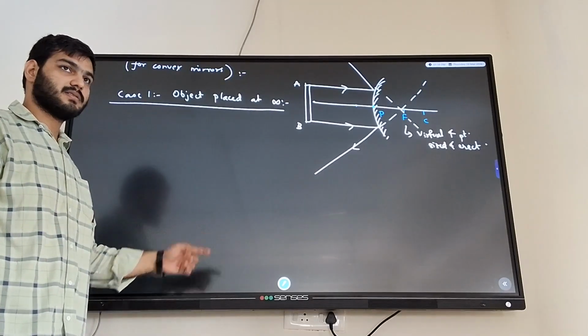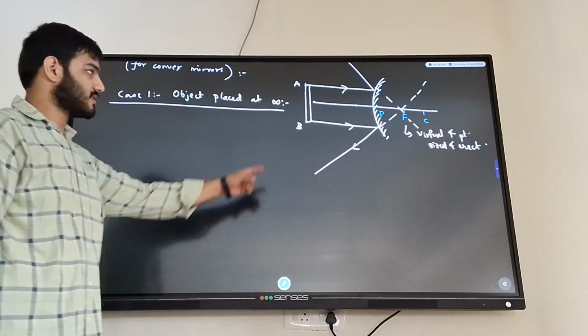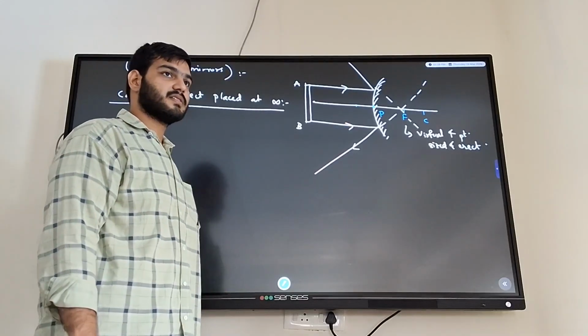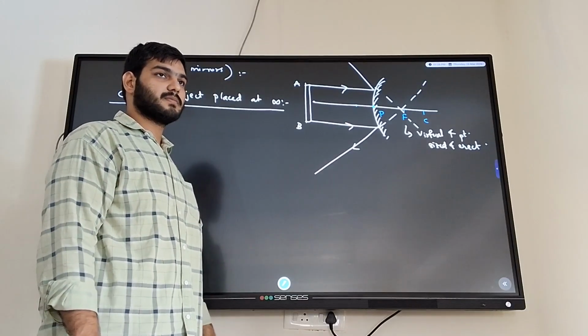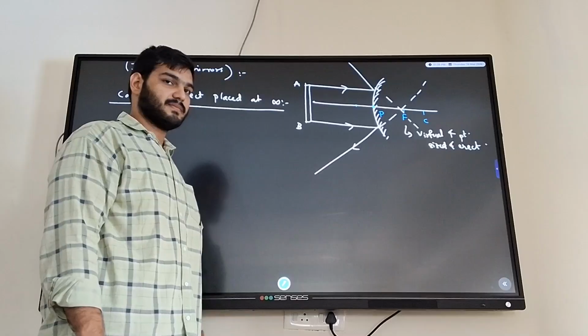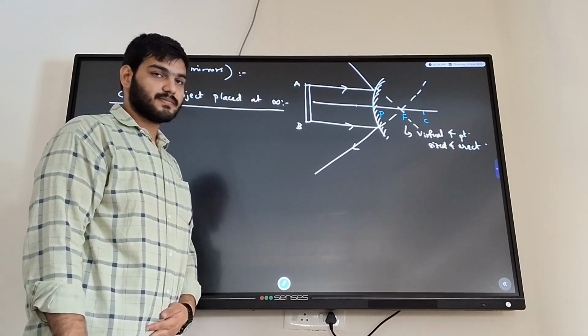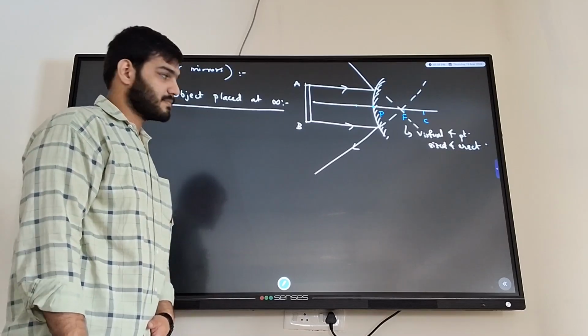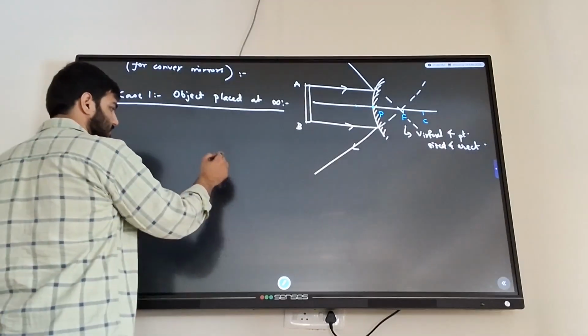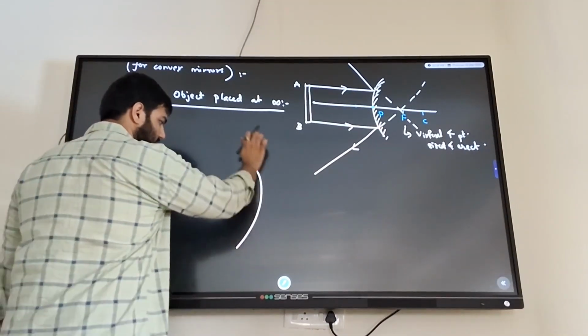And the first case will be... So the second one, the object will be in front of P. No, even if it's anywhere except infinity, the image is going to be between P and F.